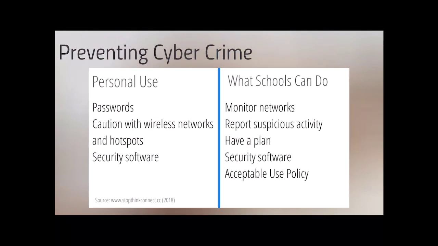So we want to talk about how we can prevent cybercrime. So there's steps that we take as adults to prevent cybercrime, like we make sure our passwords are long and strong. We use caution when using wireless networks and hotspots, and we make sure that our security software is always up to date. But there's things that schools have to do too. They need to make sure they're monitoring their networks. They need to make sure that they are reporting suspicious activity and that they have a plan in case information is breached, in case they are under a cyber attack. And they also need to make sure that that acceptable use policy is being strictly monitored.